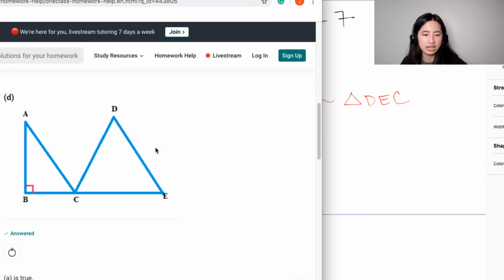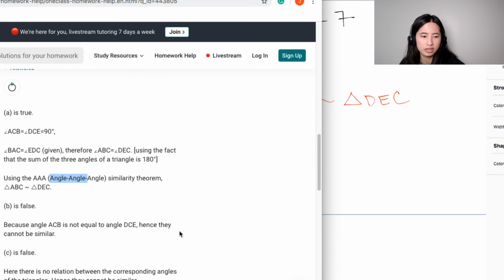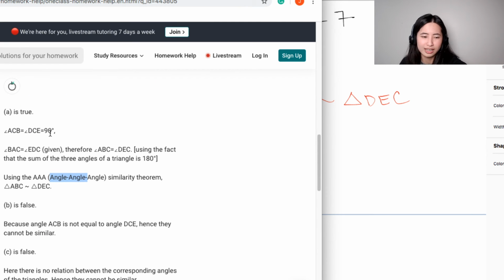And for part D, this is going to be incorrect because you need to have at least two angles that are congruent to the other triangle, right? For the similarity theorem to hold true. So that's why it's angle A. Sorry, it's part A, not angle A.